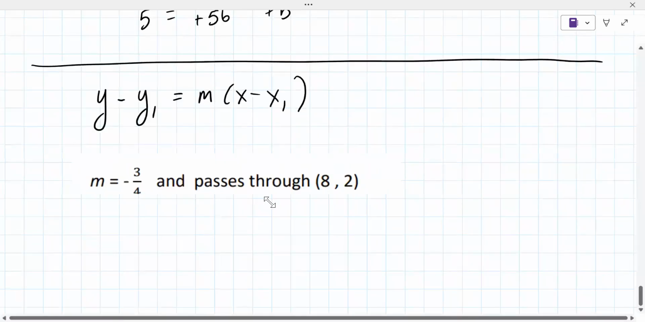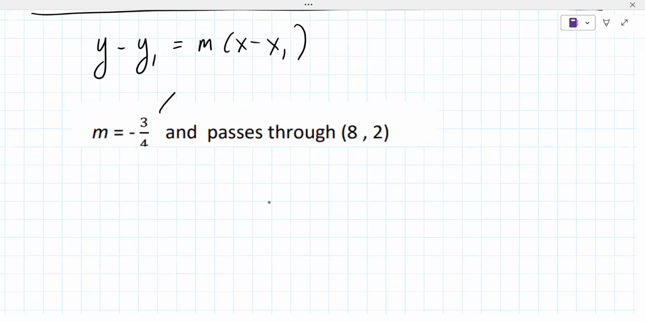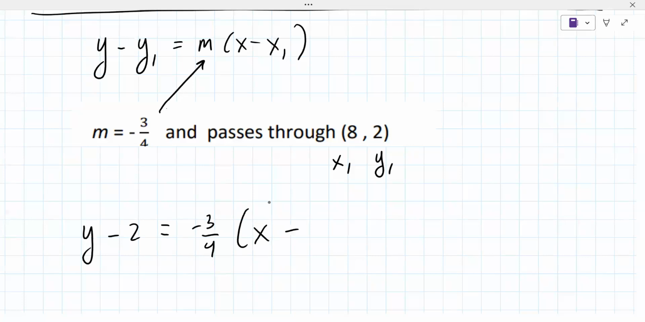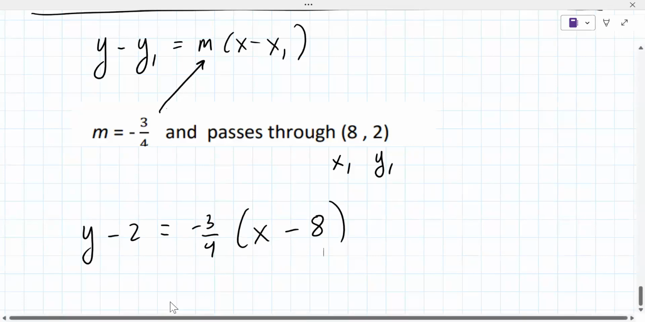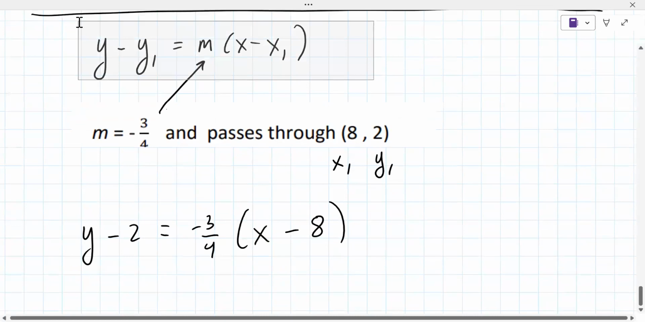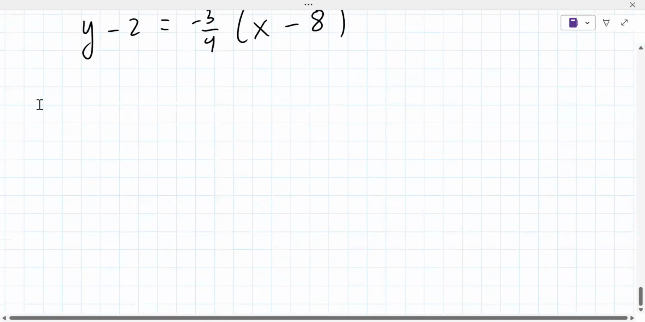They tell you the slope is -3/4, so that goes in for m. This is x1 and this is y1. So you write y minus 2 equals -3/4, that's the slope, times x minus 8, like that. We've done a bunch of those previously. Check the previous lesson notes and videos, of course. I'll just do another example, because you're just putting numbers into the equation.